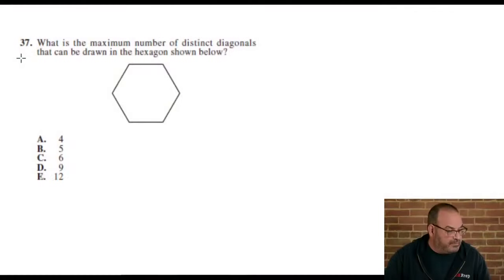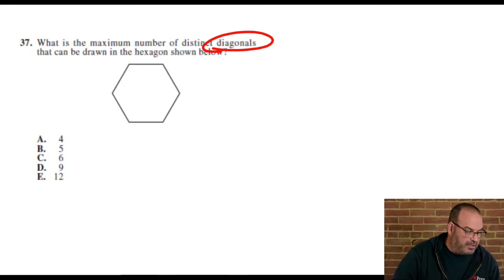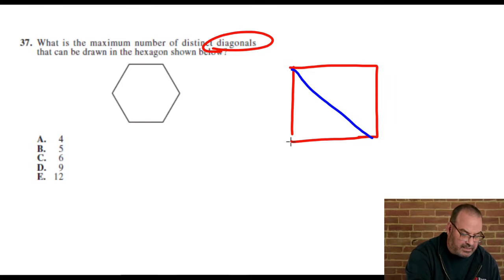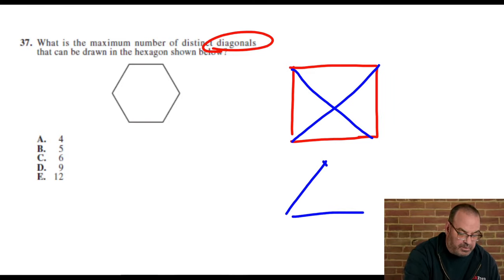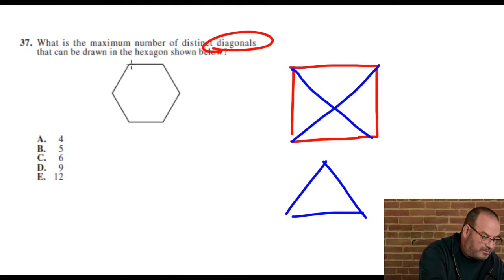Here is another official practice test with a hexagon. What is the maximum number of distinct diagonals? I wanted to use this one for that word, diagonal. A diagonal of a polygon is a line between the vertexes, but not the edges, that can be drawn in the hexagon below. A square has 2 diagonals. That's a diagonal, and that's a diagonal. The only polygon that does not have a diagonal is a triangle. So let's count the number of diagonals.